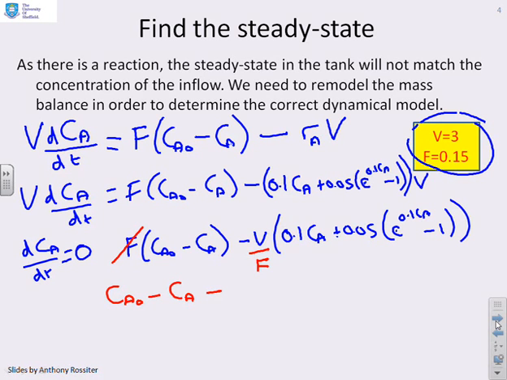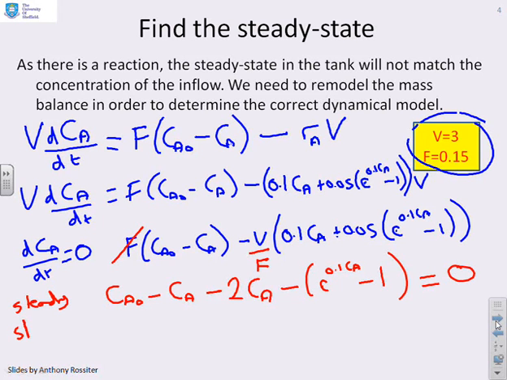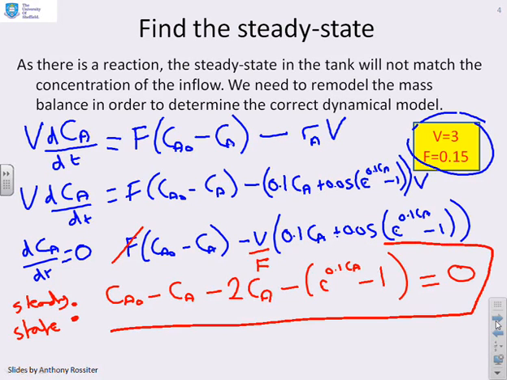So if I put 20 times 0.1, that's going to be minus 2 times Ca. 20 times 0.005 is 1, so you're going to get minus e to the 0.1 Ca minus 1. That's now beginning to look a little bit easier. So remember, this is the steady state. I haven't put the subscripts in for now, because it will make it messy, but that's my steady state expression, so I can use this to work out where the system is before I apply my step change.